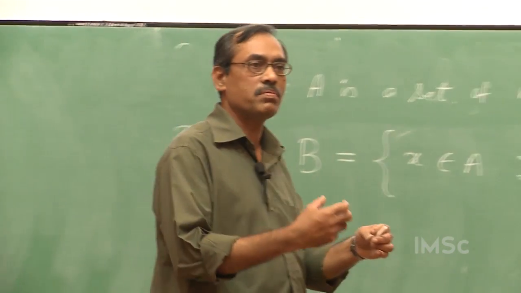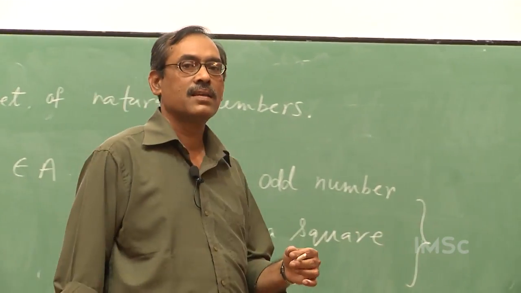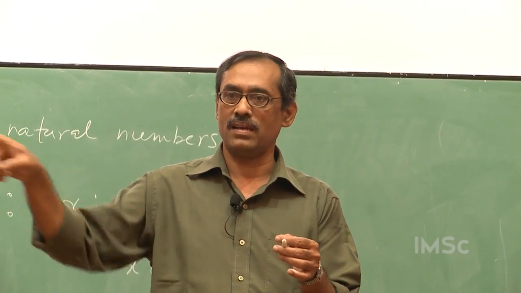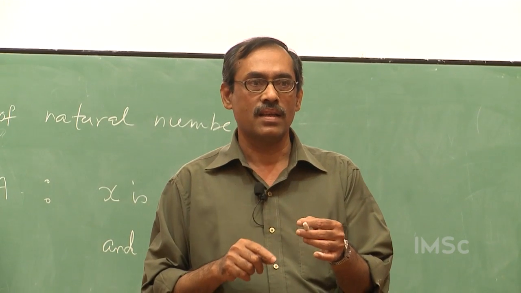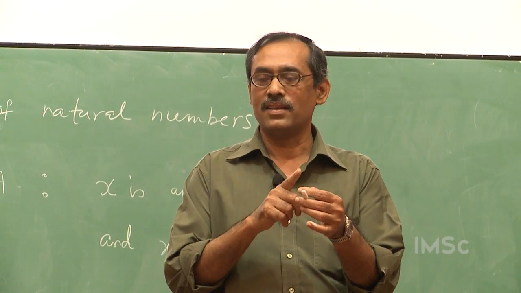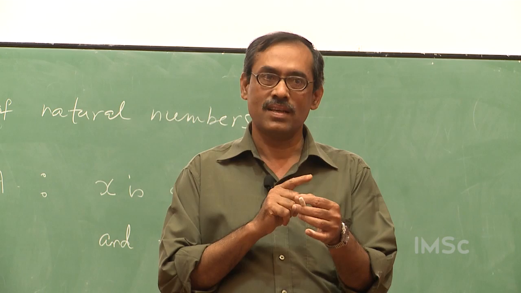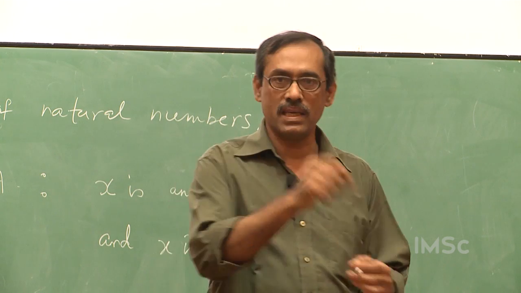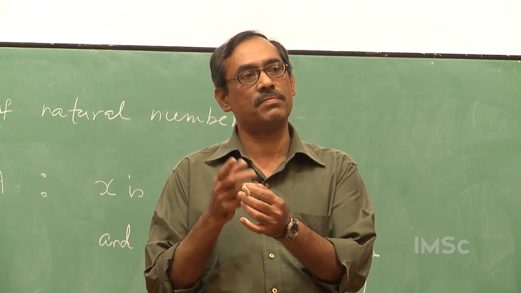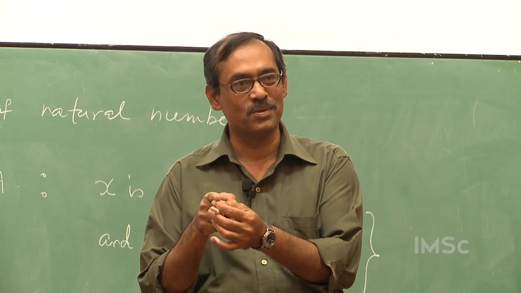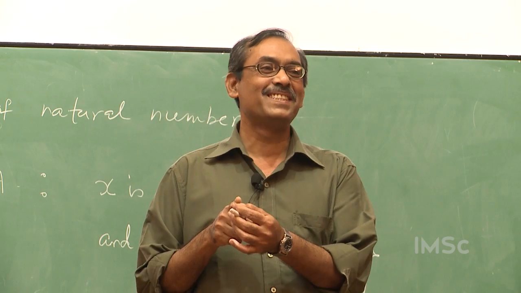See, the first thing is you have to choose elements from A. So let me choose from 1 up to 100. Let me see whether each one of them satisfies my condition or not. I start with 1. So 1 is an odd number. 1 is also a square, so I keep 1. Then I go to 2. Right? See what happens for 2.